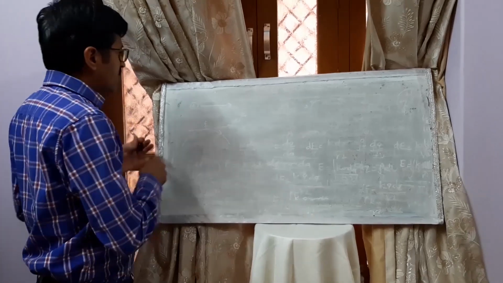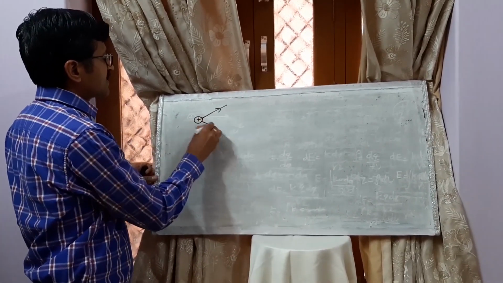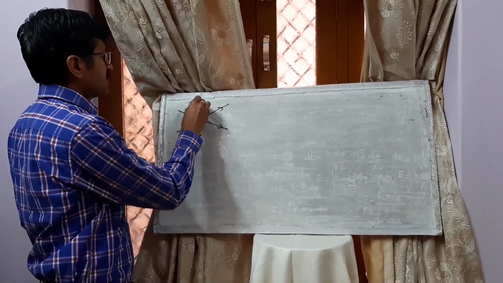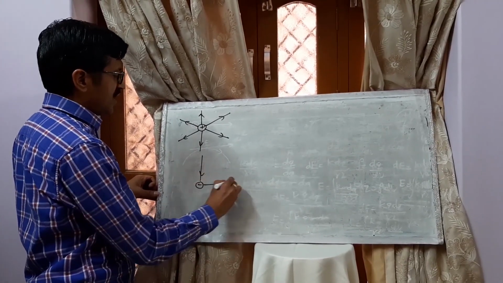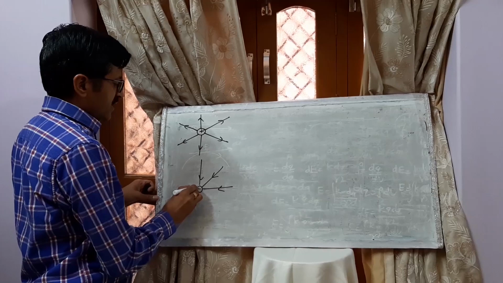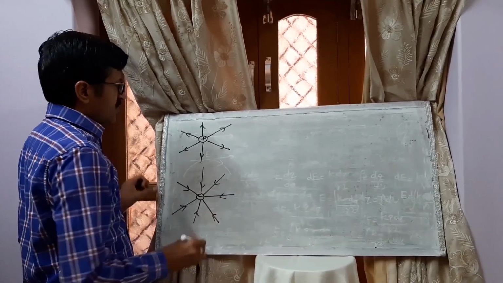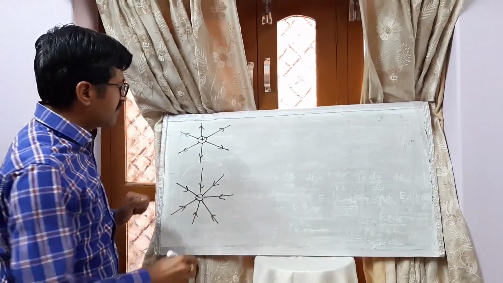There are several kinds of mapping. For an isolated positive charge, these electric field lines will be in this way. For an isolated negative charge, the electric field lines will be in this way. For a positive charge, these are outward. For a negative charge, these are inward.